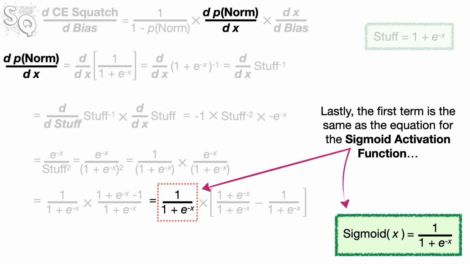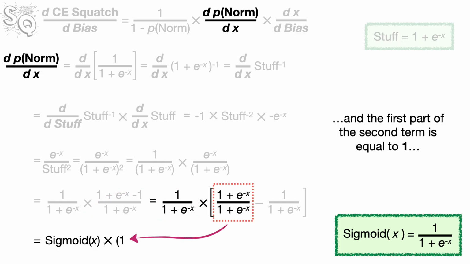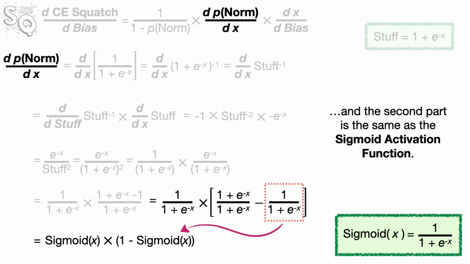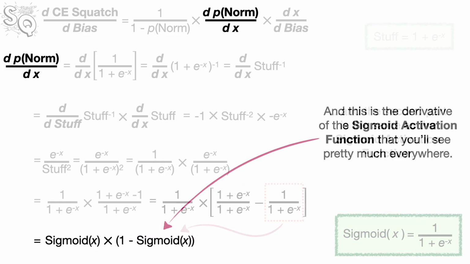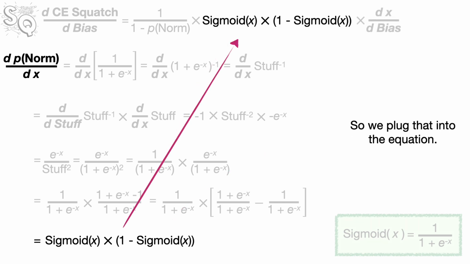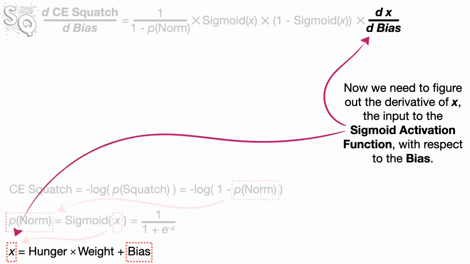Lastly, the first term is the same as the equation for the sigmoid activation function. So we swap the fraction with the function. And the first part of the second term is equal to 1, and the second part is the same as the sigmoid activation function. And this is the derivative of the sigmoid activation function that you'll see pretty much everywhere. So we plug that into the equation. Bam.